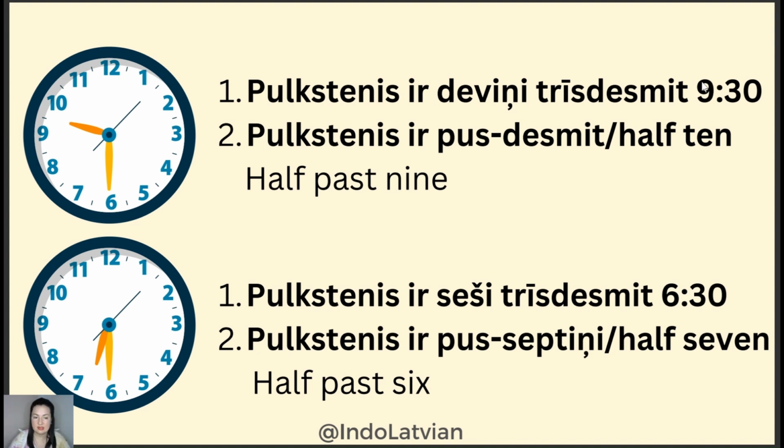And another example, it is pulkstenis ir 6:30. But the simplest way is to say pulkstenis ir 6:30. Time is 6:30. So exactly the same thing. 7 minus 30 or 6 plus 30. Yes, so that's what it means.